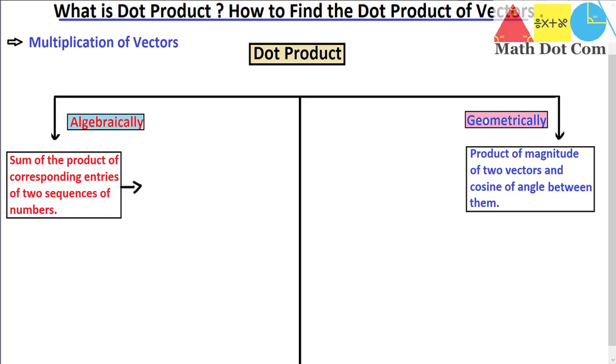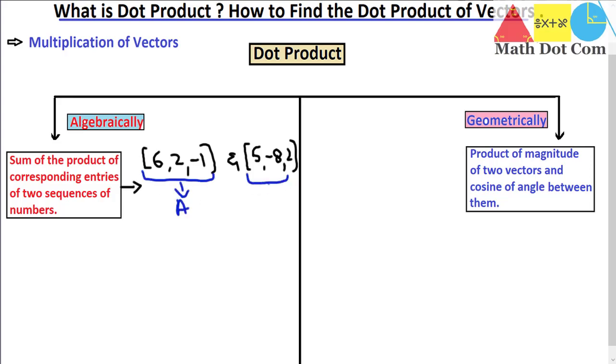Let's say you are given two vectors: one vector is 6, 2, minus 1 and the other vector is 5, minus 8 and 2, and you are asked to find the dot product of these vectors, or to multiply these two vectors. Then you have to use the method of dot product, which means you multiply the two vectors algebraically. If I call this vector A and this vector B, we have to find the dot product of these two vectors.